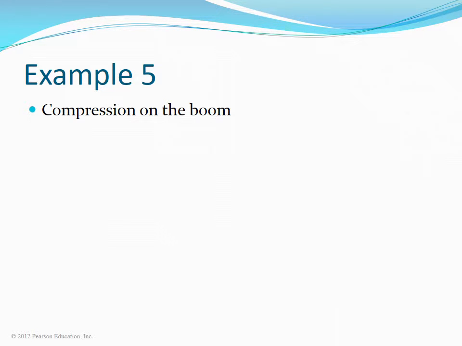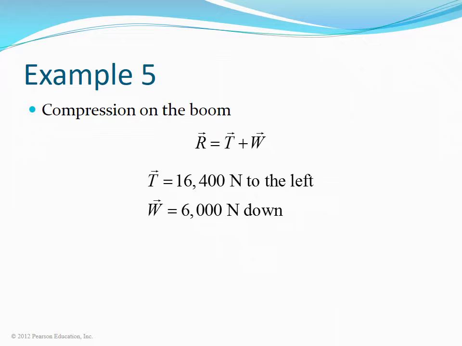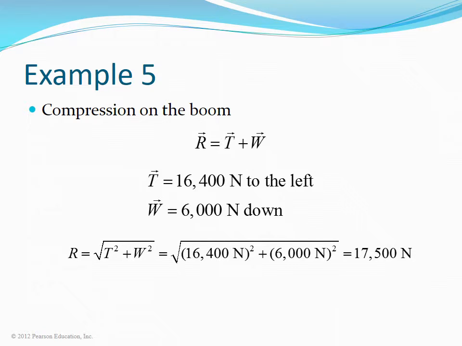This allows the compression to be calculated. The compression is the vector sum of the tension and the weight. We know the tension and weight and their directions. These are right angles to each other. To find the magnitude of the compression, we use the Pythagorean theorem and get 17,500 newtons. We note that the compression force is in the opposite direction of the equilibrium force.